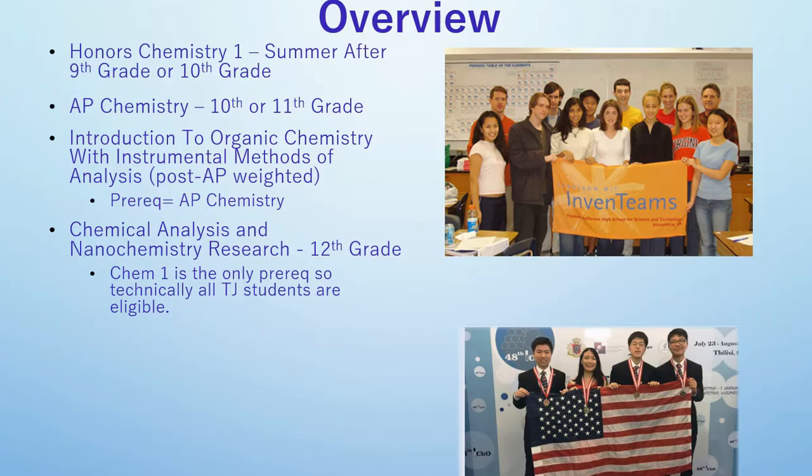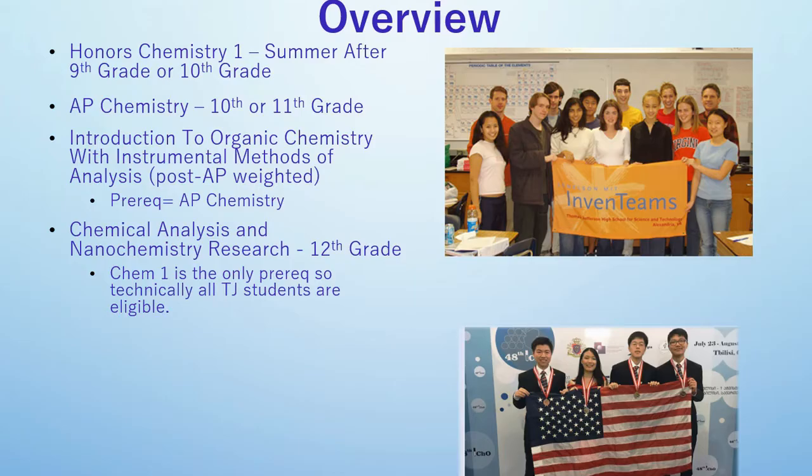The TJ Chemistry program offers 4 different classes. You can take honors chemistry in the summer after 9th grade or just during the school year during 10th grade. One advantage to doing it in the summer is it opens up another opportunity for an elective course, and many or most students continue with AP chemistry in 10th grade after summer school chemistry. You can also do AP chemistry in 11th grade or 12th grade.